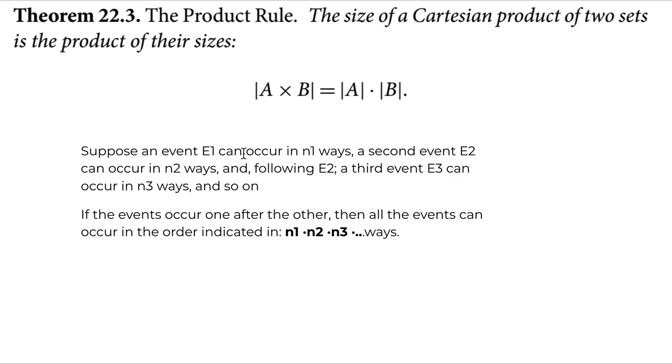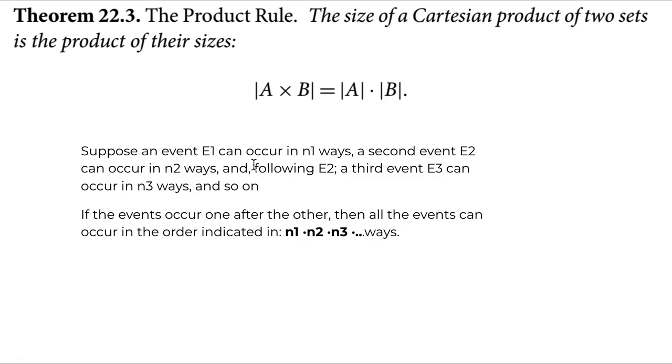So where does this fit into solving problems? Suppose there is an event E1 that can occur in n1 ways, a second event E2 that occurs in n2 ways, and a third event E3 that can occur in n3 ways, and so on. So there are n events. If the events occur one after the other, the first event happens in n1 ways, the second in n2 ways, the third in n3 ways. So how many ways can the n events occur? That will be n1 times n2 times n3 times till n.